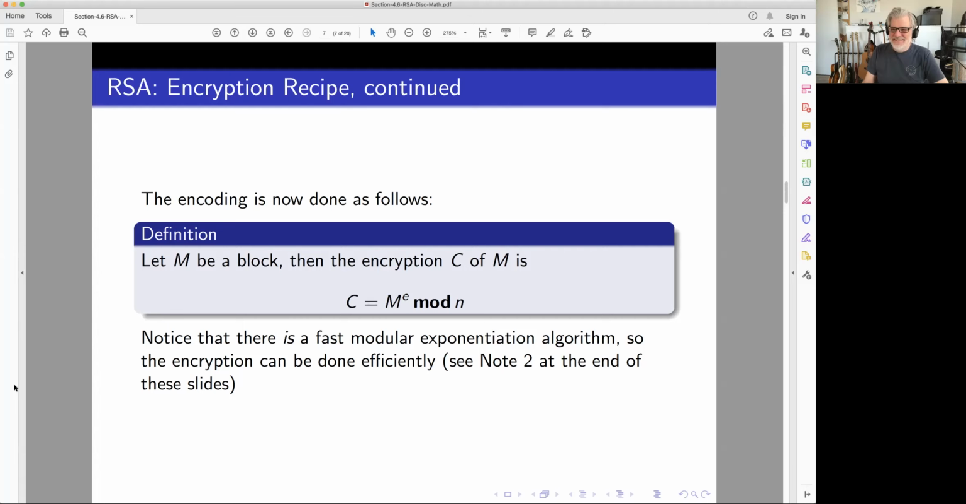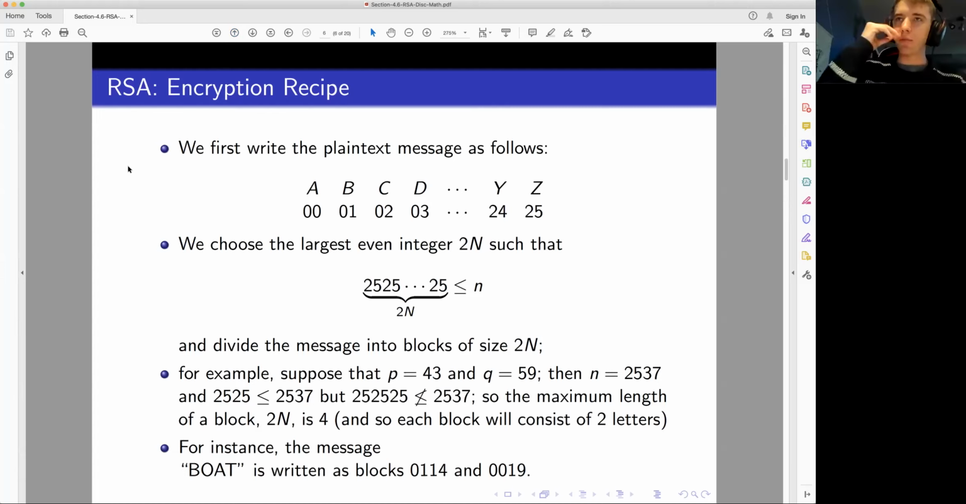Thank you. Sorry. Could you go back to the previous slide? Yes. I'm wondering if at the bottom, if n was equal to something like 2524, would we be able to write it as blocks of 4, or would it be less than that? Good point. If little n is 2524, then the block would be of length 2, absolutely. So we can only put 25s. Exactly. Perfect.